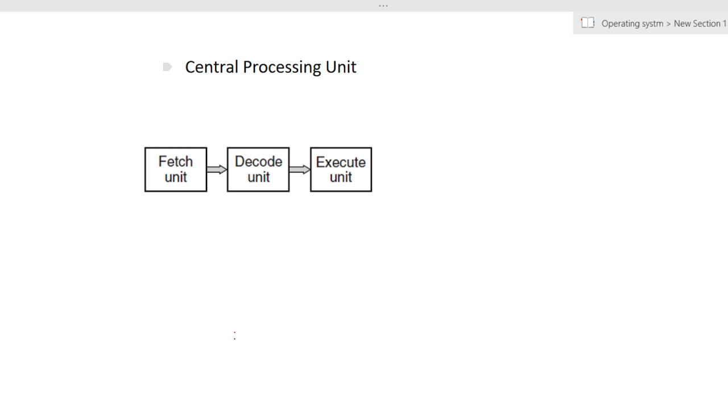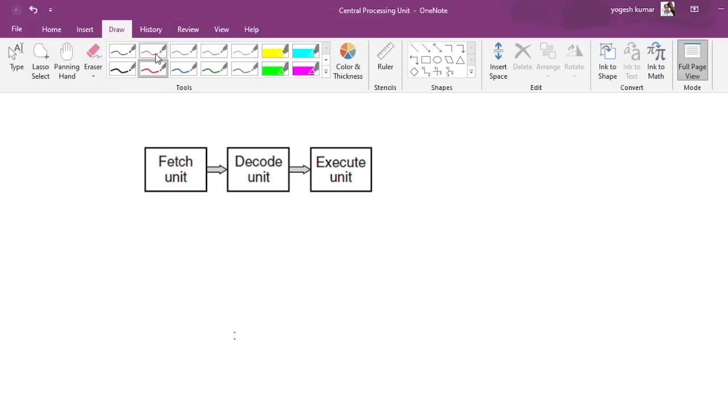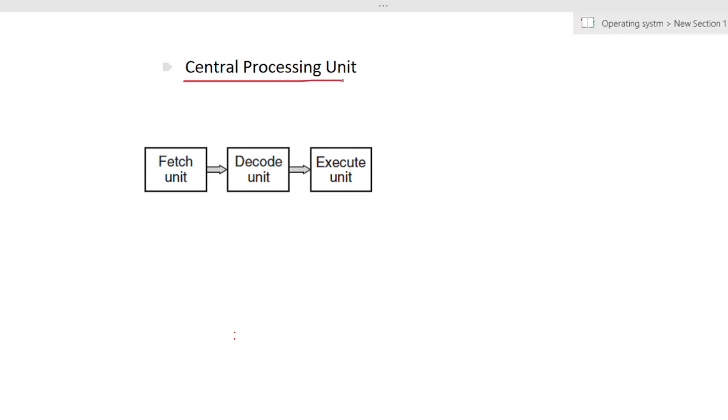So today we are going to learn about the central processing unit, right? In operating systems, we need to learn about the central processing unit as the whole subject revolves around processes and the managing of processors, right?